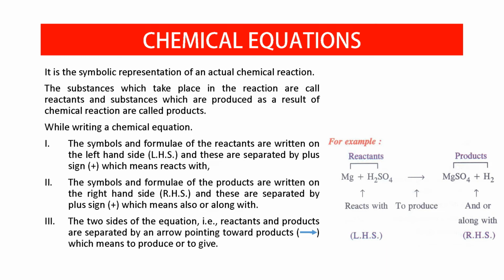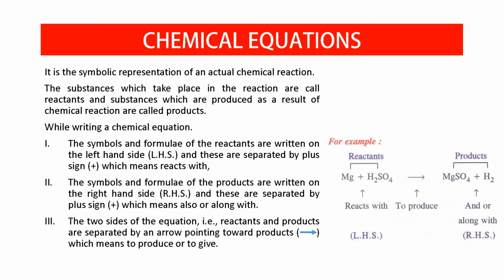The next topic is chemical equation. So what is a chemical equation? A chemical equation is the symbolic representation of any chemical reaction. If we write the word equation into symbols, it becomes a chemical equation. There are certain rules, or certain ways, to write the chemical equation. There are reactants and products. So what are reactants and products? The substances which take part in the chemical reaction are called reactants, and the substances which are formed or produced after the chemical reaction are known as products.